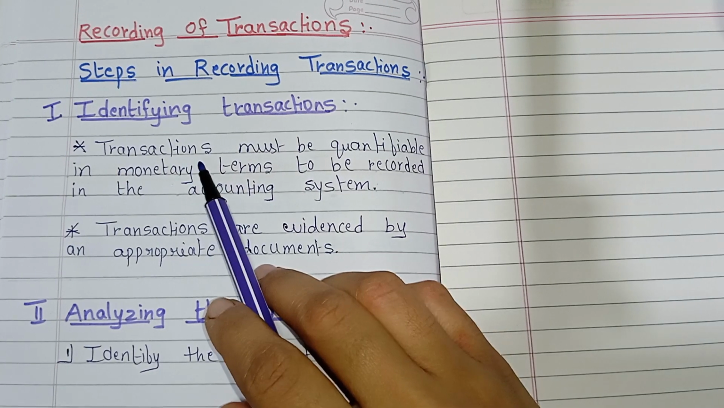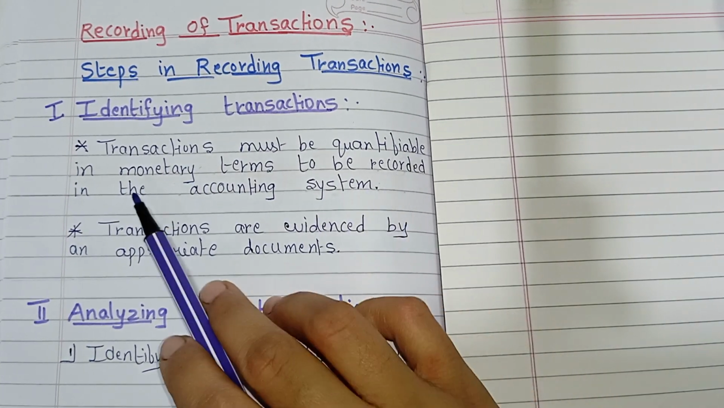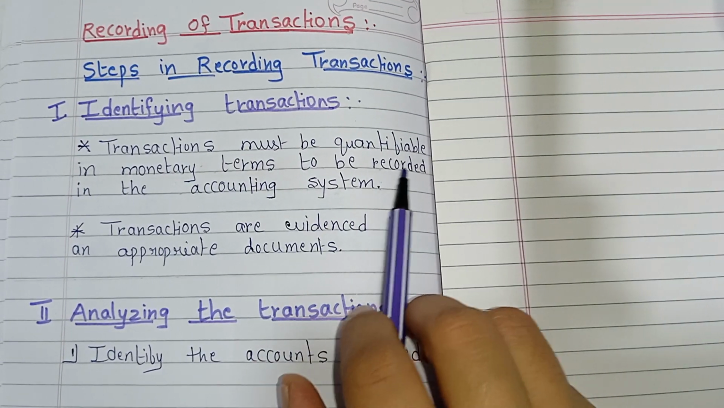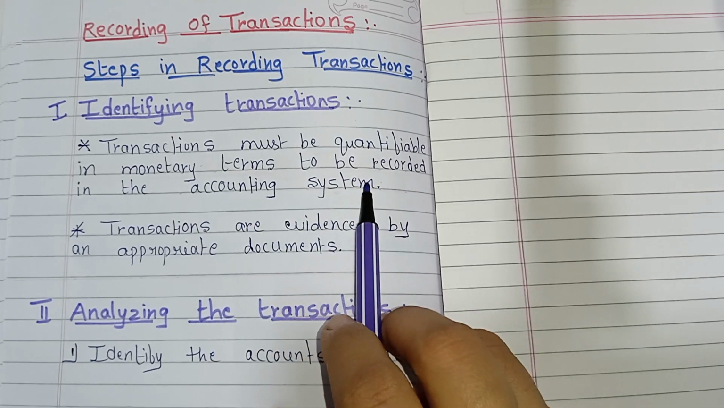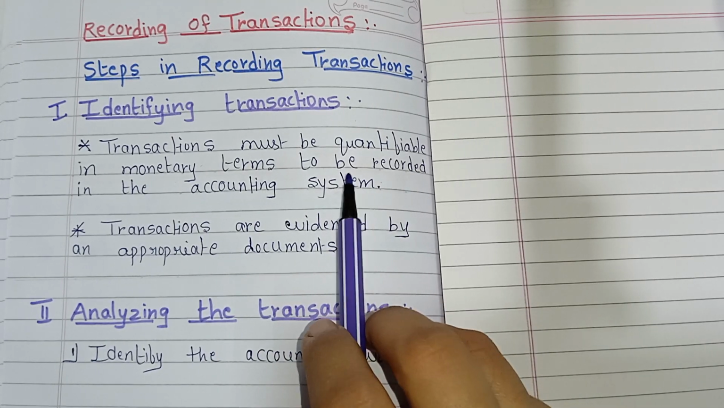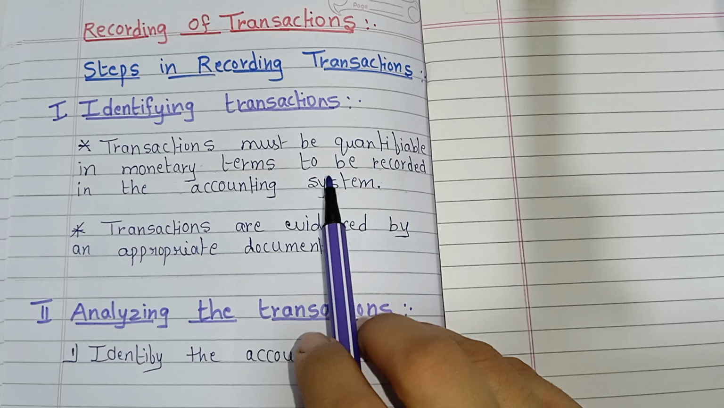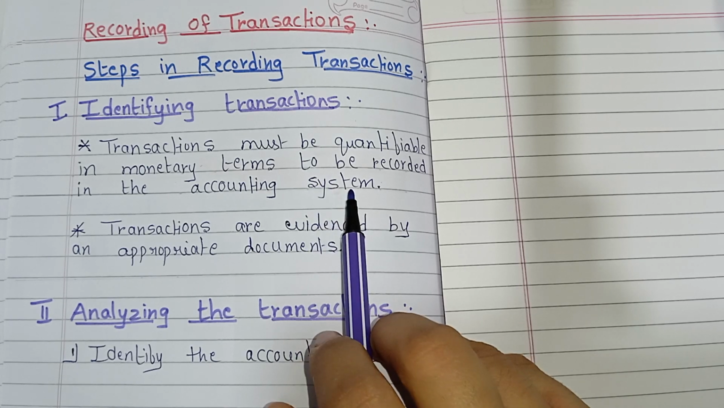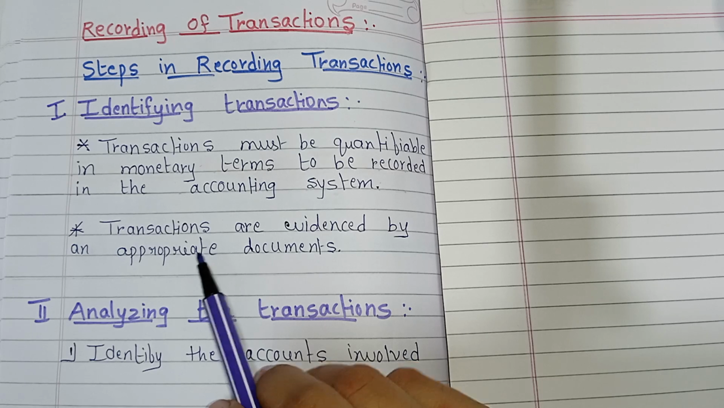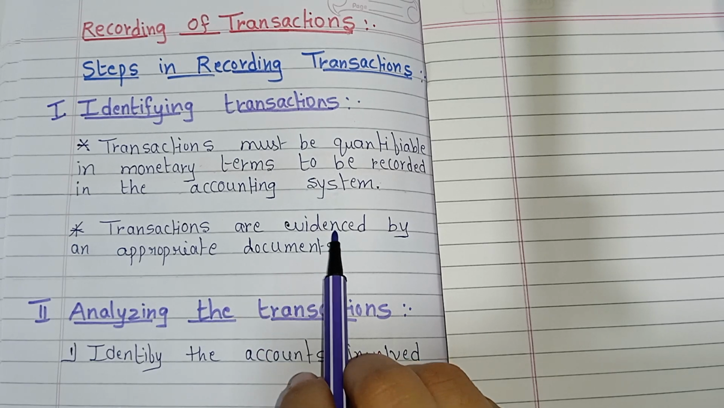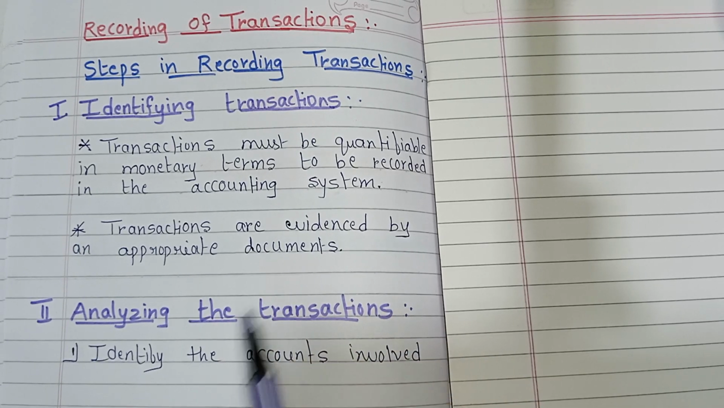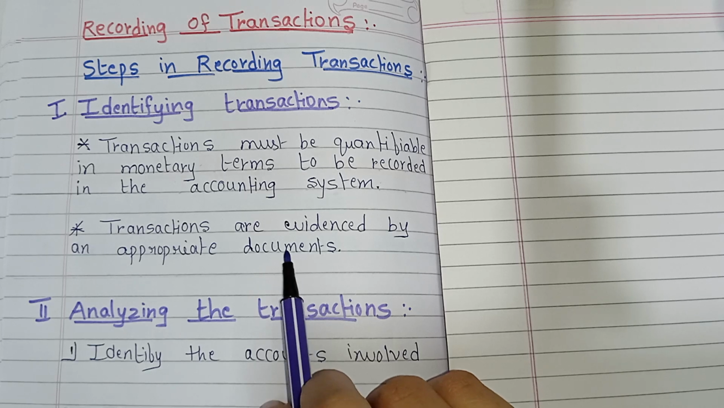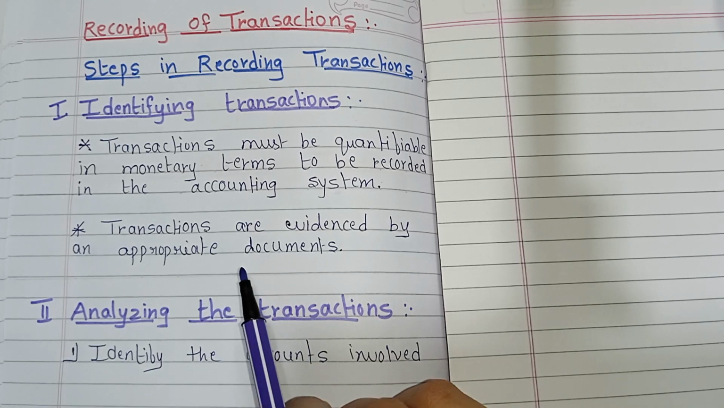See here, transactions must be quantifiable in monetary terms to be recorded in the accounting system. Only this type of transactions we need to identify and we should record in the accounting system. And the second one is that transactions are evidenced by appropriate documents. Only those transactions we need to identify.